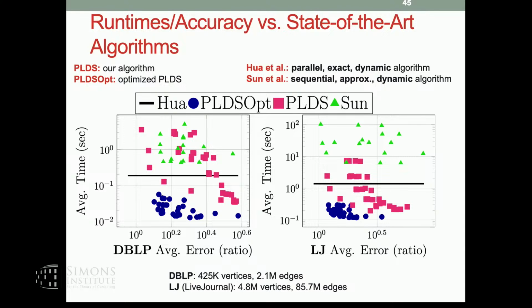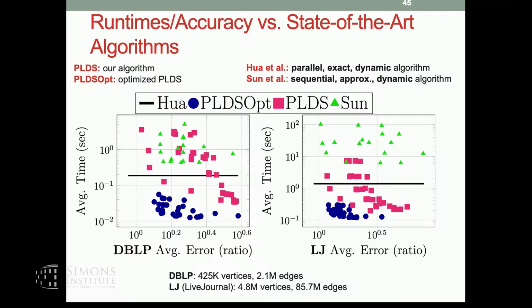Okay, so here we're plotting the average time per batch versus the average error. We're averaging over the errors for all the vertices in the graph in terms of their coreness estimates. On the left, we have DBLP, which is a small graph with about 2 million edges. On the right, we have LiveJournal, which is a larger graph with 85 million edges. The 2 axes are in log-log scale here.